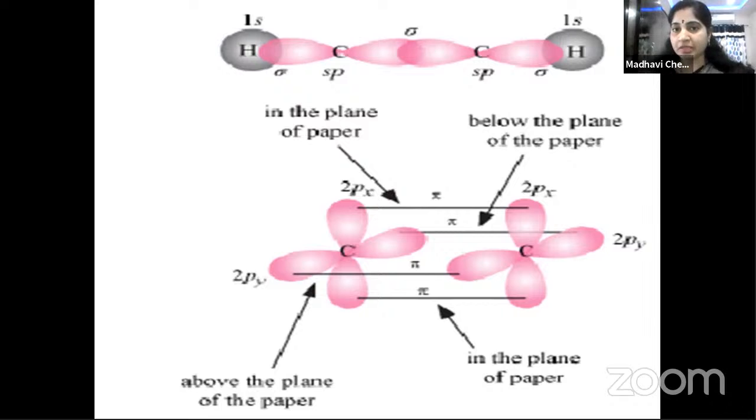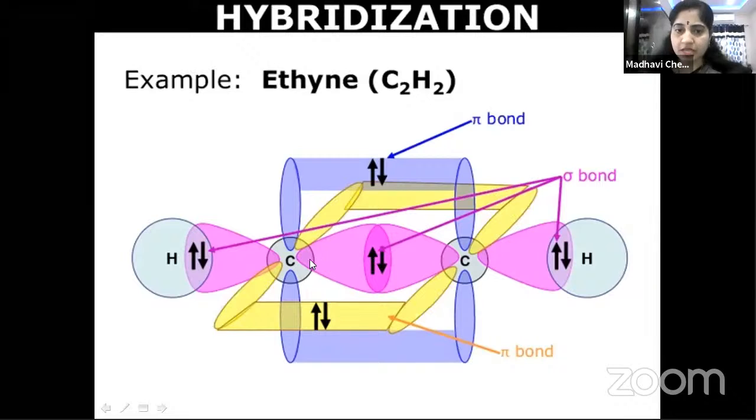Again I'm repeating. Carbon has 3 p orbitals, 2px, 2py, 2pz, but only one p orbital is involved in the hybridization. Each carbon has 2 unhybridized p orbitals, 2px and 2py. They are perpendicular to the plane. How do they overlap? They overlap in a sideways manner. If they overlap sideways, which type of bond does it give? Pi bond.